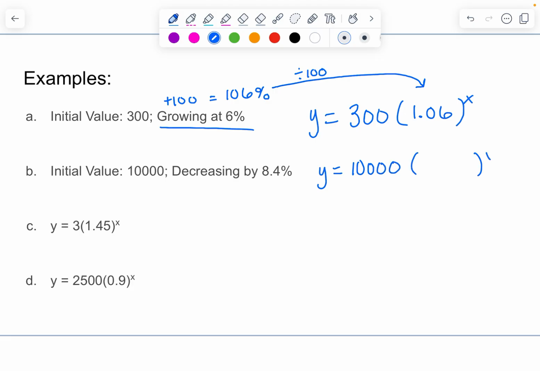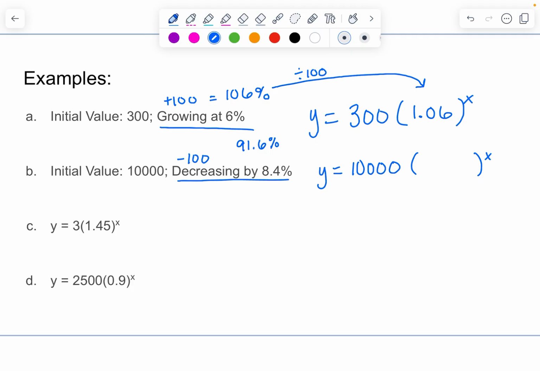I'm going to use the percent to figure out the B value. This time it decreases by 8.4%. So I'm going to subtract 8.4% from it. That's going to put me at 91.6%. It'll look like negative 91.6 if you do 8.4 minus 100.